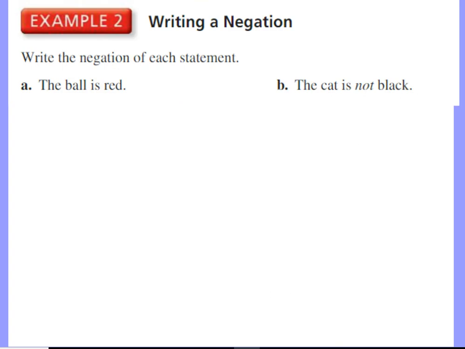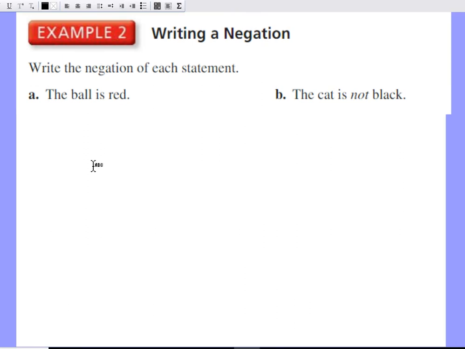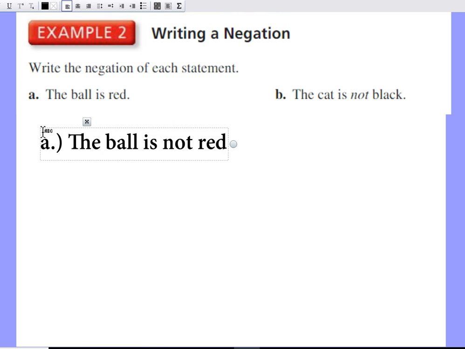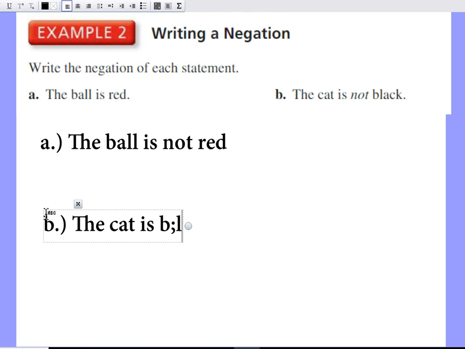So let's take a look at what we're talking about when we're dealing with negation specifically. It wants us to write the negation of each statement. So for part A, the ball is red. Well, the negation would be the ball is not red. There's your negation. In part B, we have the cat is not black. Please do not say the cat is not not black. So the negation is the cat is black. There's the opposite, the negation to our statement.